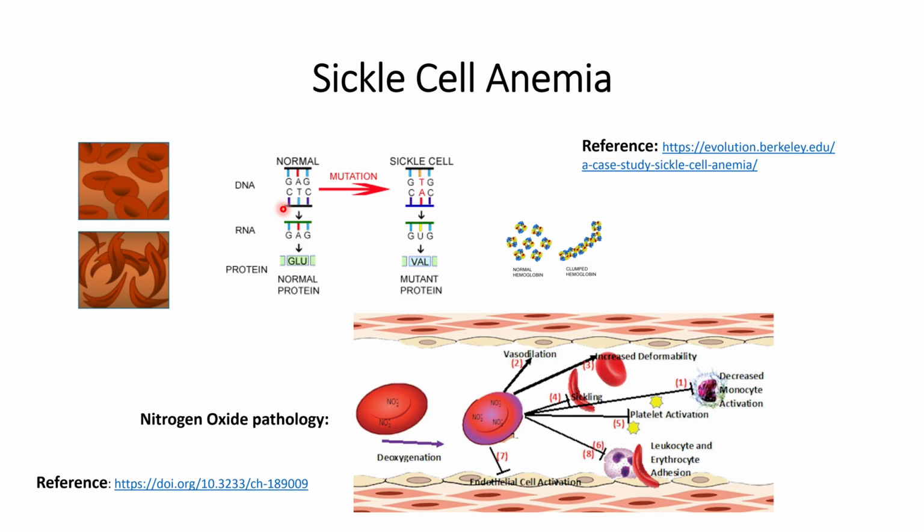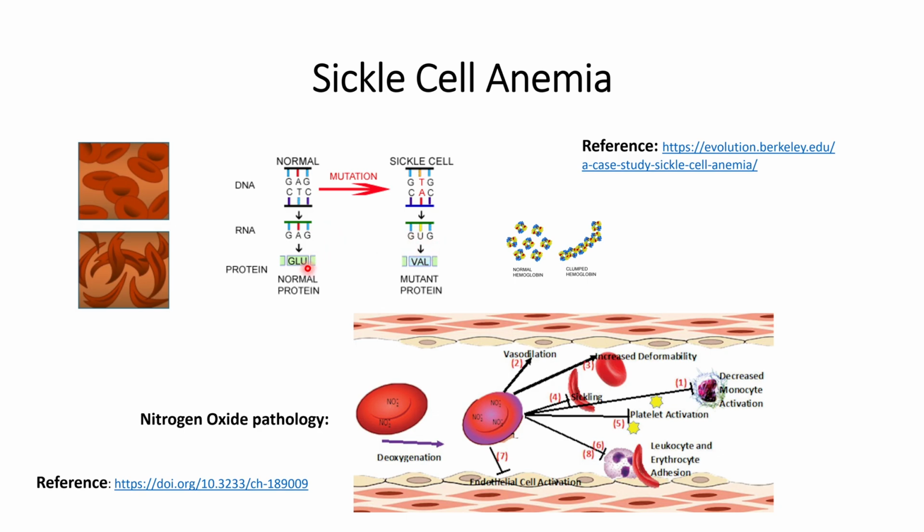In the normal DNA sequence of the hemoglobin, the sequence that is read as GAG has been mutated to GTG in the sickle cell patient. This results in a change in the corresponding RNA sequence. The corresponding RNA sequence for the normal patient is GAG, whereas for the sickle cell anemia patient it is GUG, and this results in a change.